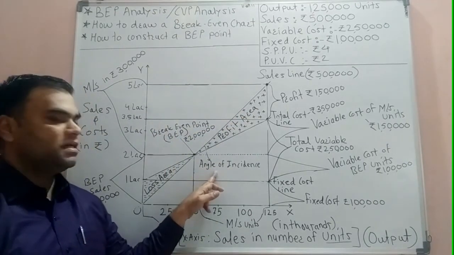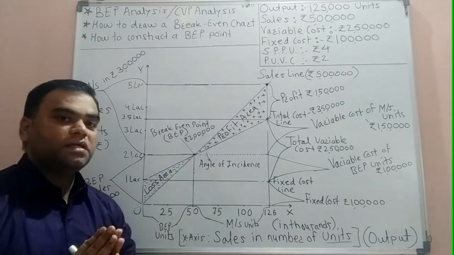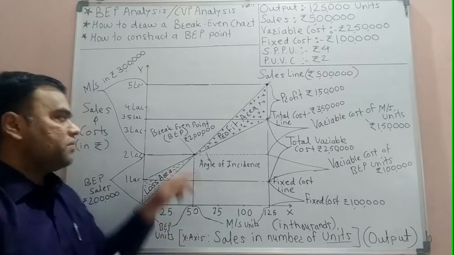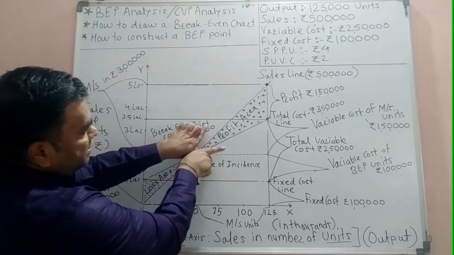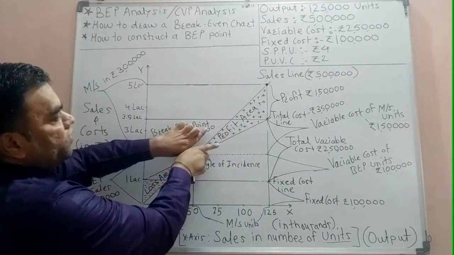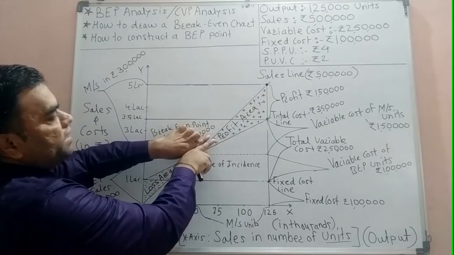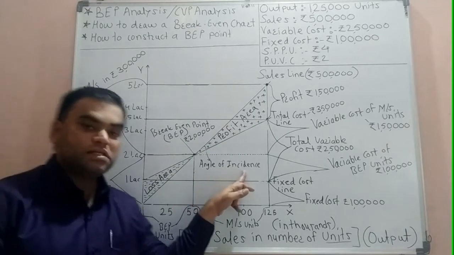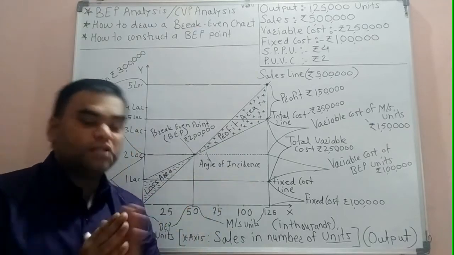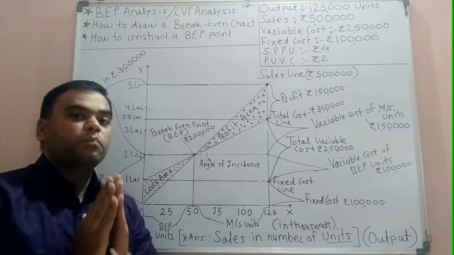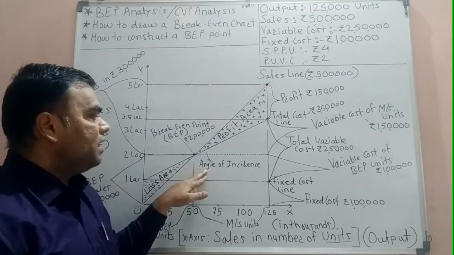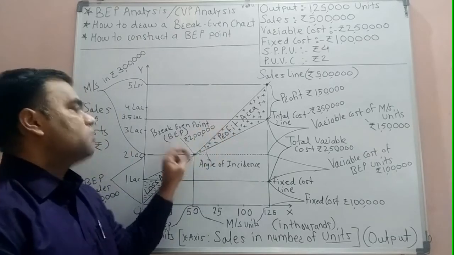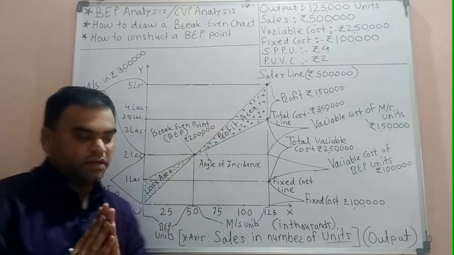Means angle of incidence is a measure of the variability of the profit. If your angle of incidence is greater, then greater will be the profit area. If your angle of incidence is less, then less will be your profit. Means angle of incidence has a positive relationship with profit. Big angle, big profit. Small angle, small profit. Okay.